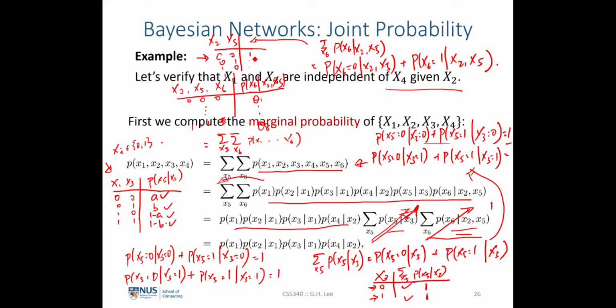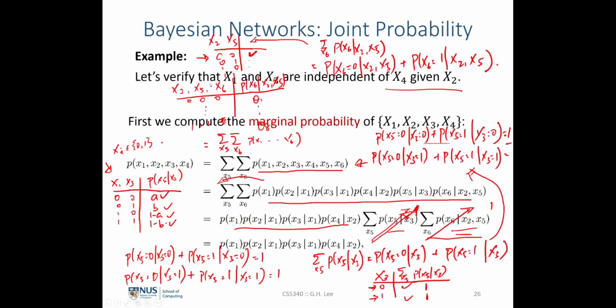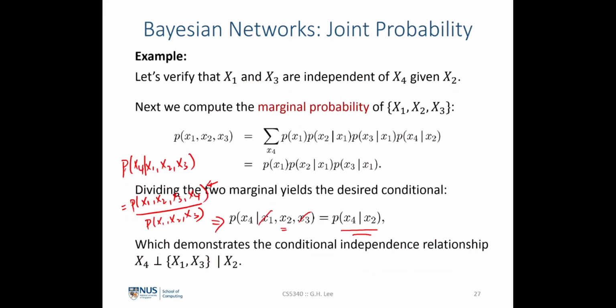So the first term here that I need to compute would be to fix x2 and x5 equals 0, while I sum over all possible states of x6, which I can read off all the entries from this particular table over here. And similarly, once we have computed this, we can evaluate that since this summation term drops off, we will be remaining with this term over here. And that would be the joint probability of x1, x2, x3, and x4. We can do similar things to compute the joint probability of x1, x2, and x3.